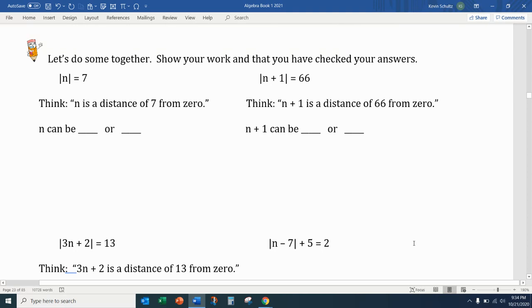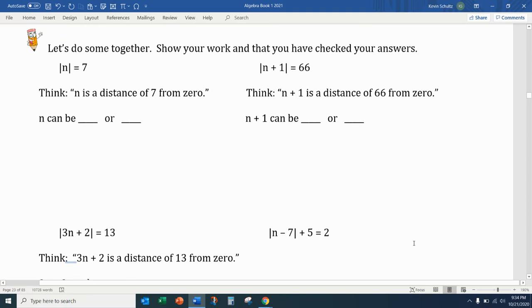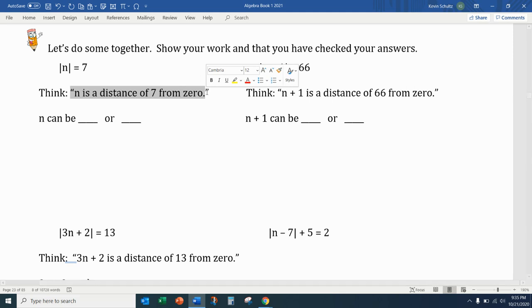So down here further, we get to some practice examples. Show your work, and then check your answers just like with equations before. So this first one, we're going to start here. The absolute value of n equals 7. Because that variable n is inside those absolute value bars, what this is saying to us verbally is that n is a distance of 7 from 0. Remember, those absolute value bars mean how far it is from 0. So if the absolute value of n equals 7, that means the distance of n is 7 from 0.